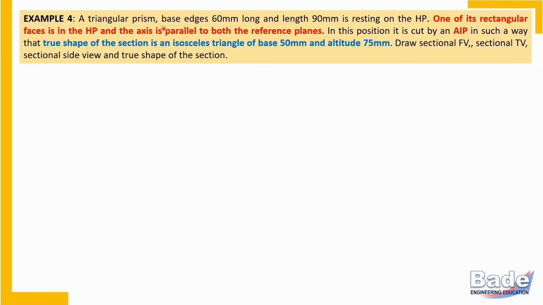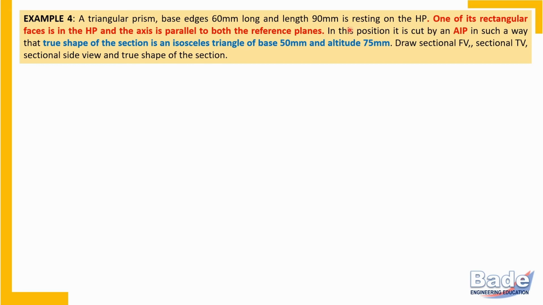Okay, it's a triangular prism. True shape of base is a triangle. We should start our drawing with true shape of base. So first we should draw that equilateral triangle, that is the base of this prism. Base edges are 60 millimeters long. So true shape of base is an equilateral triangle of edges 60 millimeter. But the most important thing is, in which view this true shape of base will appear.